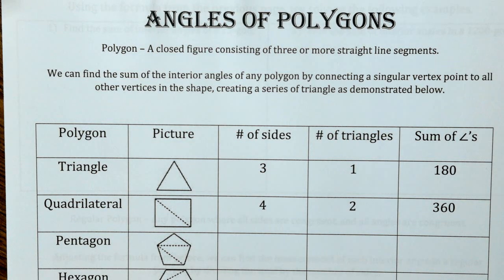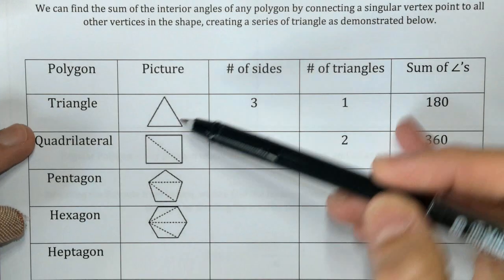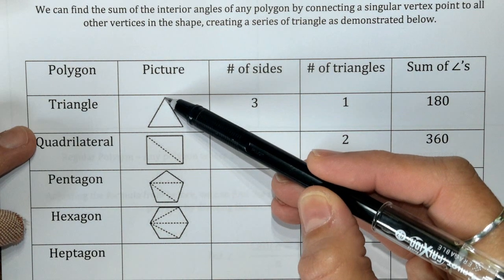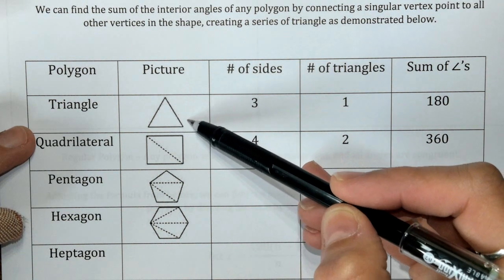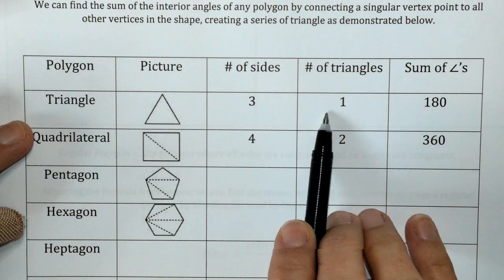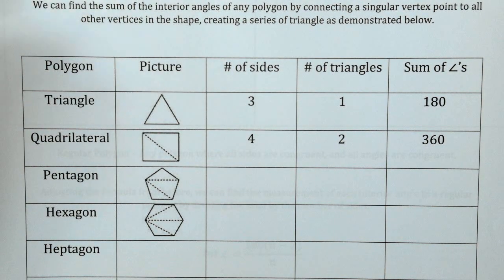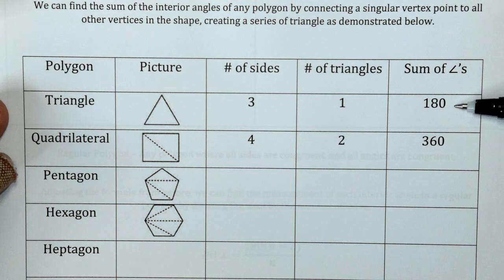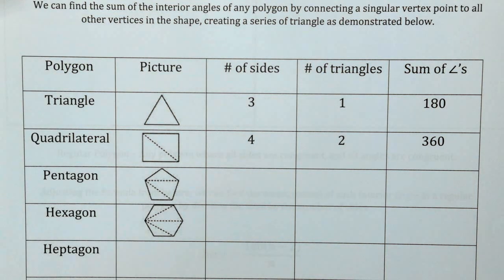The next part says we can find the sum of the interior angles of any polygon by connecting a singular vertex point to all other vertices in the shape, creating a series of triangles. What that means here is when we take a look at the triangle, we go to a vertex and we connect each other vertex. We're just going to be going down the sides. So our number of sides is 3. The number of triangles, we just have 1. This will make more sense once we get to the other one. And then our sum of our angles is going to be 180. Okay? So we already know that with triangle sum theorem, all 3 angles add up to 180 degrees.